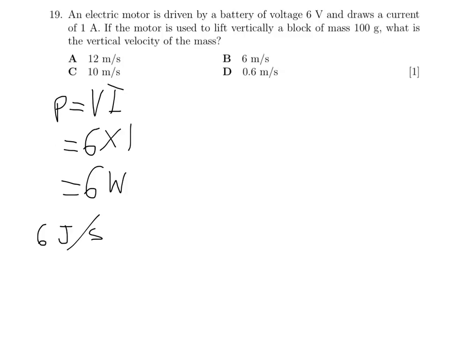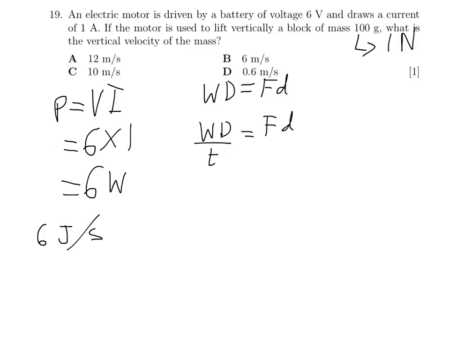And that's what we're going to need to know, because we're going to equate that to the work done in lifting up this mass. So the work done is the force times the distance. Our force in this case is 1 Newton, because we've got a 100 gram mass, 0.1 kilograms. So 0.1 times acceleration due to gravity, which in this particular paper, so when you're doing your PAT tests, is 10. So it's 0.1 times 10, which is 1 Newton. So what we're going to do is find our work done divided by time, so we can then equate it to the power.